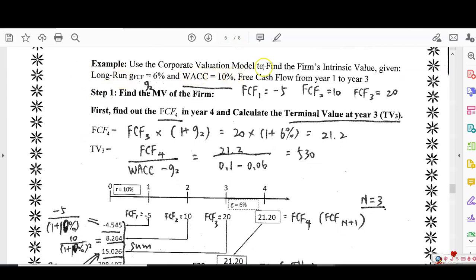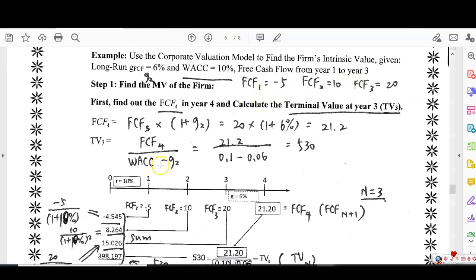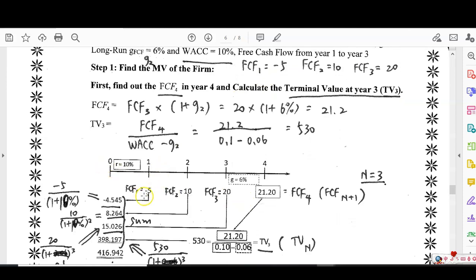Using the corporate valuation model to find the firm's intrinsic value, given long run growth rate of free cash flow G2 is 6%, and WACC is 10%. And we know free cash flow 1, 2, 3. Okay, so it is given on the timeline here that free cash flow 1 is -5, free cash flow 2 is 10, free cash flow 3 is 20, WACC is 10%, and G2 is 6%.